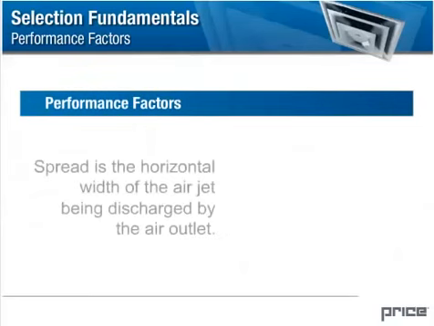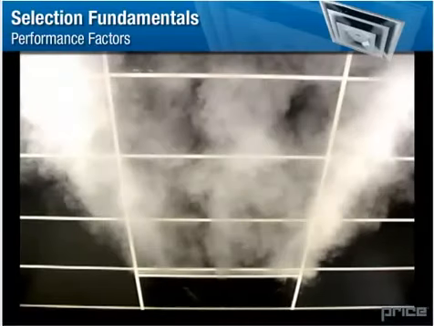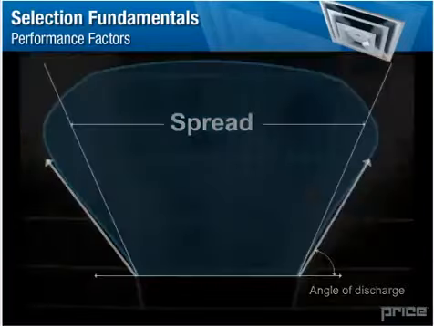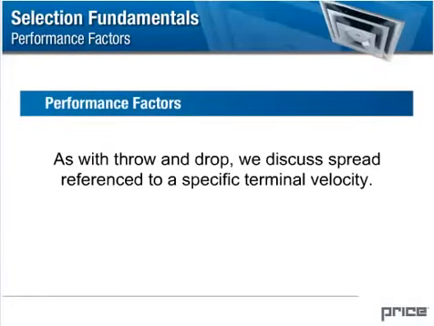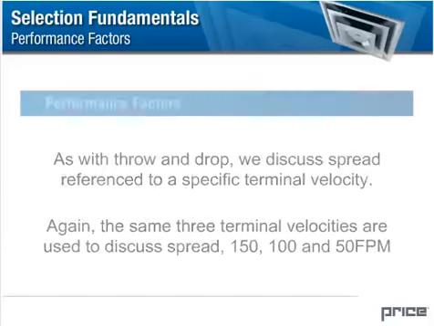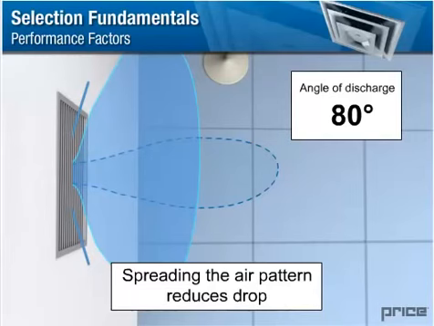Spread. Spread is the horizontal width of the air jet being discharged by the air outlet. Delivering the air in a spread pattern tends to reduce both the throw and the drop of the air outlet. As with throw and drop, we discuss spread in reference to a specific terminal velocity. Again, the same three terminal velocities are used, 150, 100, and 50 feet per minute. Dissipating the airstream over a wider area increases entrainment and reduces the mass flow per unit surface area.